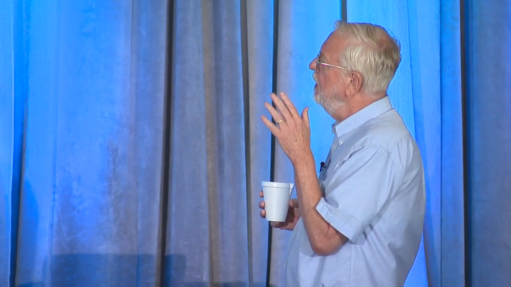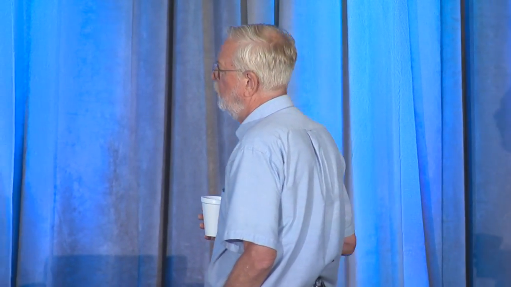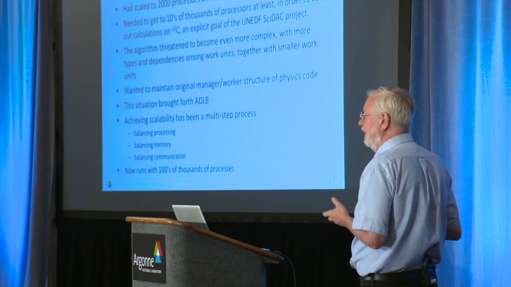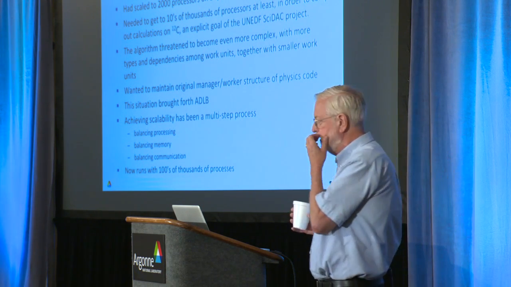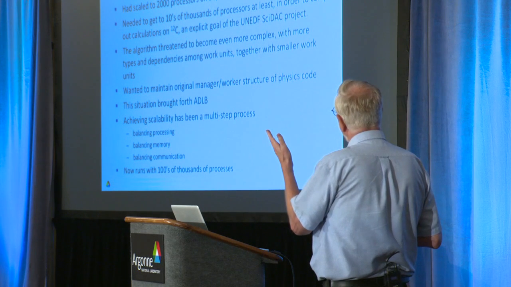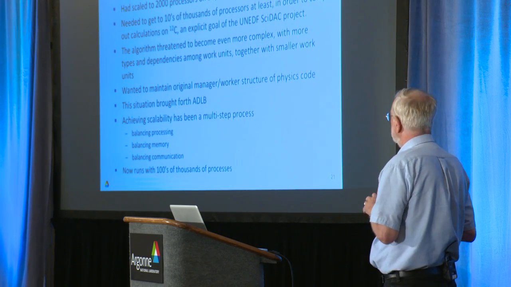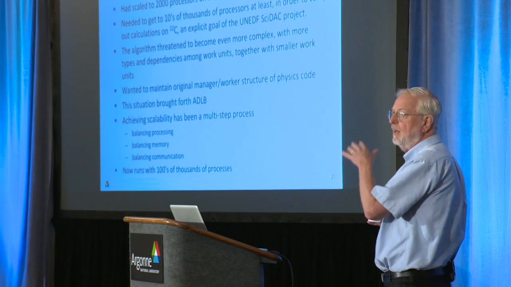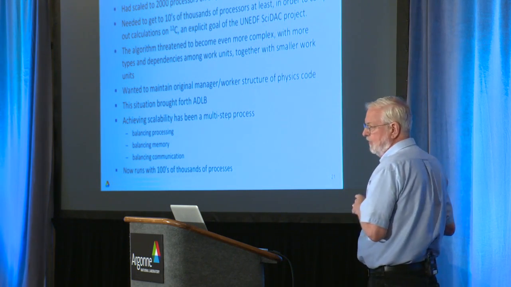He had it scaled to about 2,000 processes and then hit a scalability wall due to load balancing issues. We wanted to get to at least 10,000 processors in order to do calculations on carbon-12. And the algorithm threatened to get hairier and hairier with more types and dependencies among the work units and difficult load balancing. We wanted to maintain that original manager-worker structure of the code, and that got us thinking about something along the lines of ADLB, and that ended up simplifying his code greatly. But now it runs with hundreds of thousands of processes.